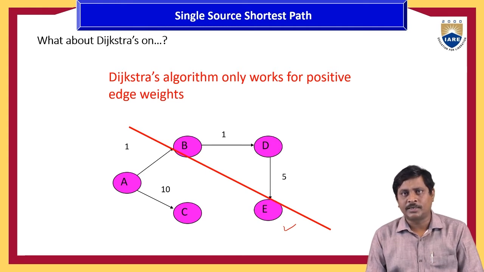So once again, repeating: Dijkstra's algorithm works only for positive edge values. It is not suitable for finding single source shortest path whenever the edge values are negative. Whereas the Bellman-Ford algorithm is also used to find the single source shortest path even though the edge values are negative.